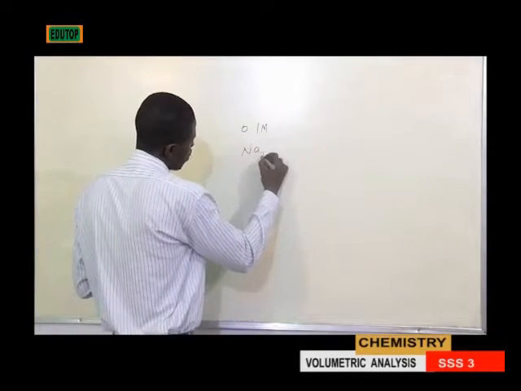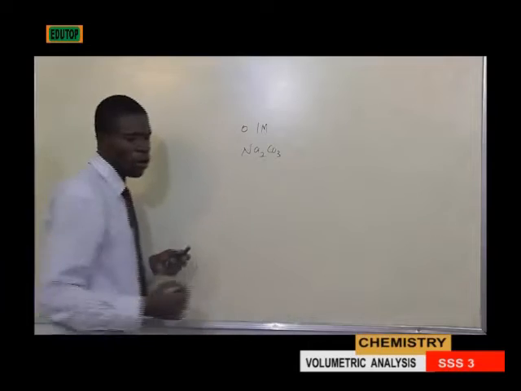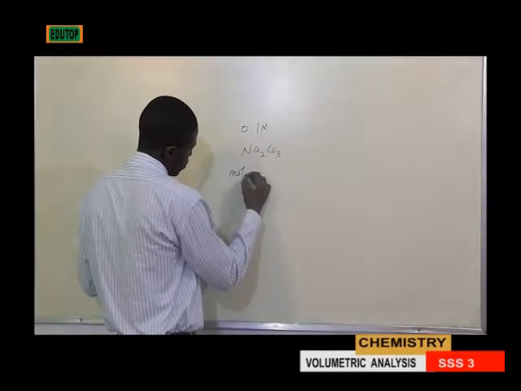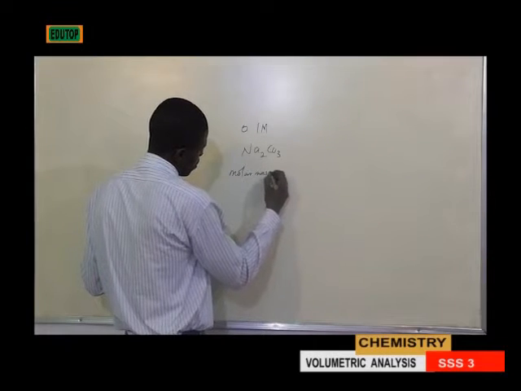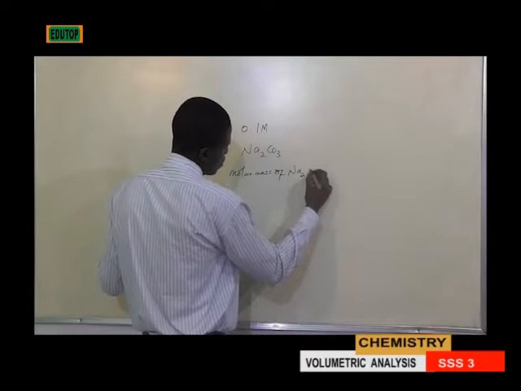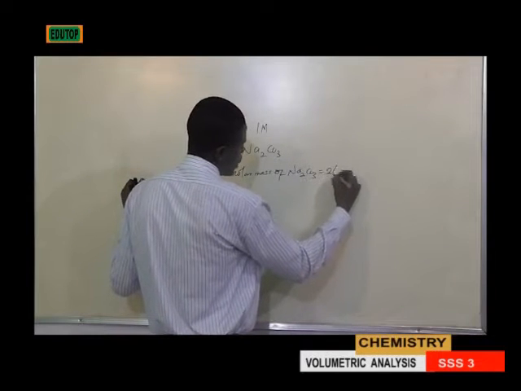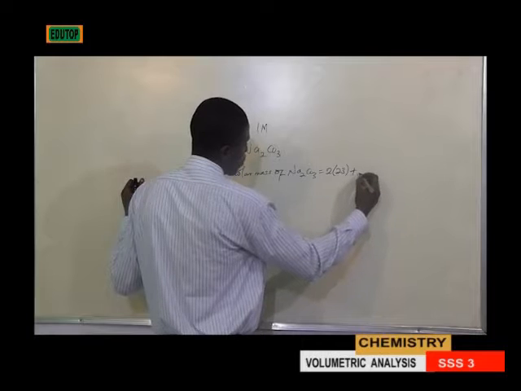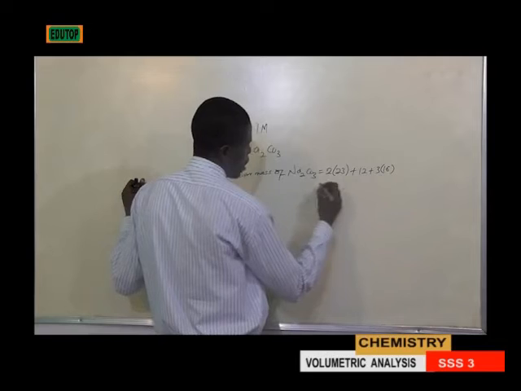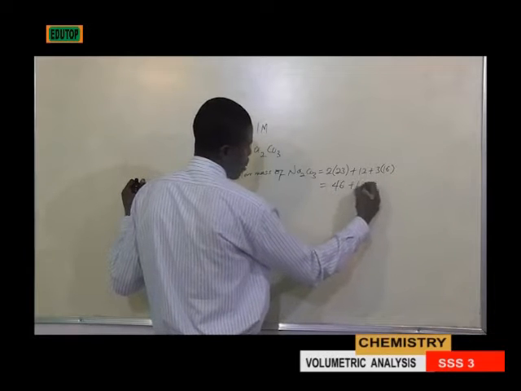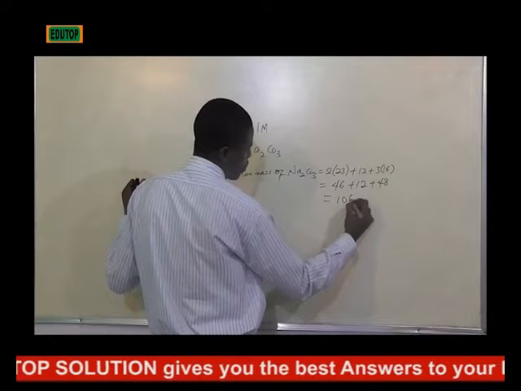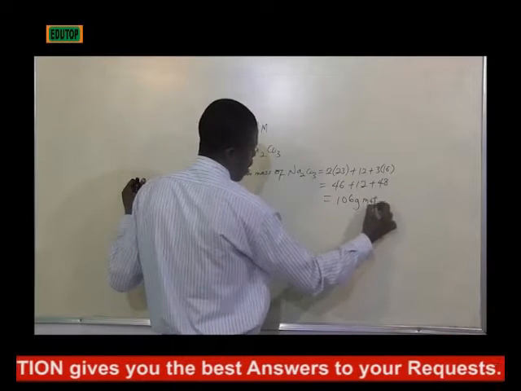Sodium carbonate, Na2CO3, which is the compound of interest here, has the molar mass of sodium carbonate, which is 2 times 23 plus 12 plus 3 times 16. This gives us 46 plus 12 plus 48, which is equal to 106 grams per mole.